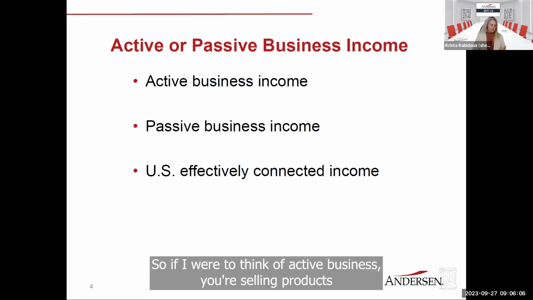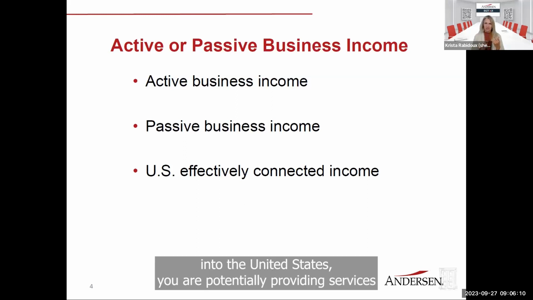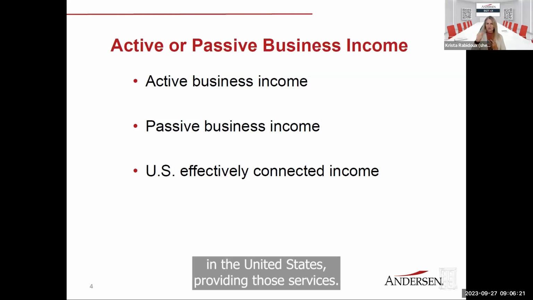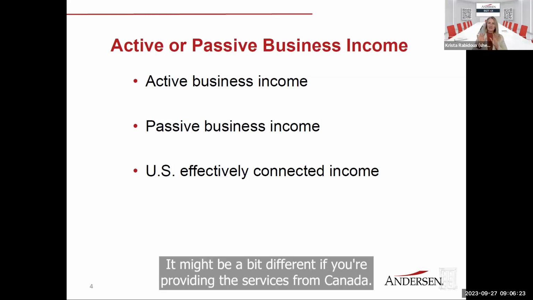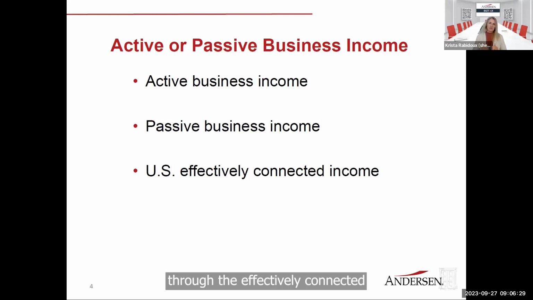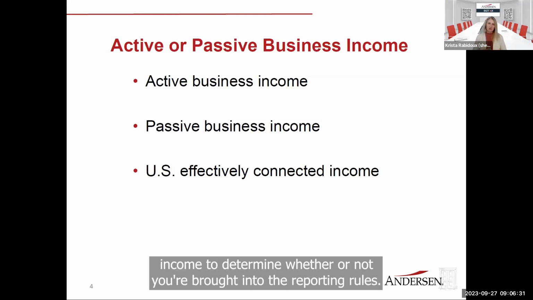United States. So if I were to think of active business, you're selling products into the United States. You are potentially providing services of certain kinds into the United States and actually physically in the United States providing those services. It might be a bit different if you're providing the services from Canada. So you have to really look at every single step of the way through the effectively connected income to determine whether or not you're brought into the reporting rules.